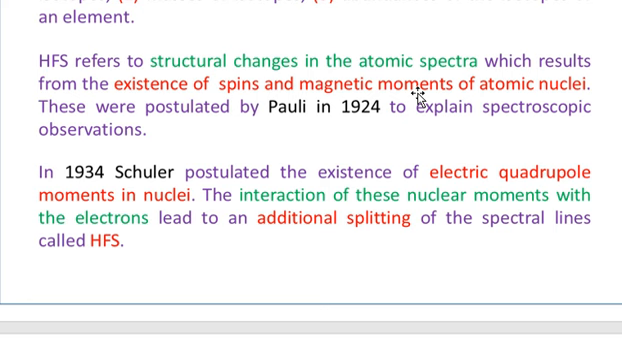It means that the atomic spectra are divided into further fine splittings, which we call the hyperfine structure, and the reason is the spin angular momentum of the nuclei and the magnetic moment of the nuclei. So here I am discussing two quantities which are related with the nuclei, the spin angular momentum and the magnetic moment of the atomic nuclei. These will interact with the electronic spectra, and then of course the spectra are further split, which we call the hyperfine structure.